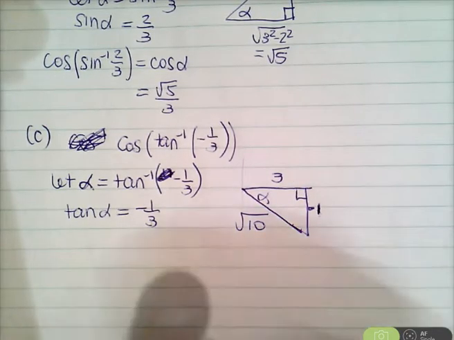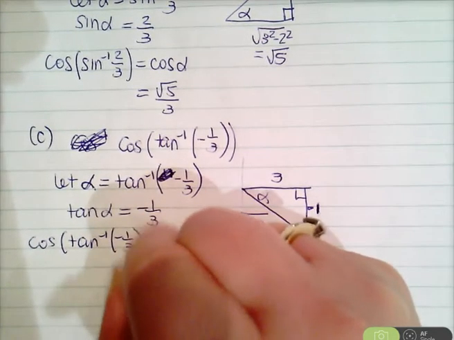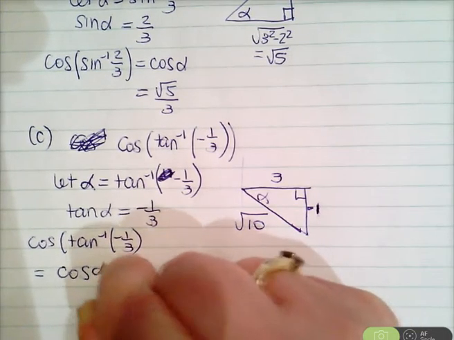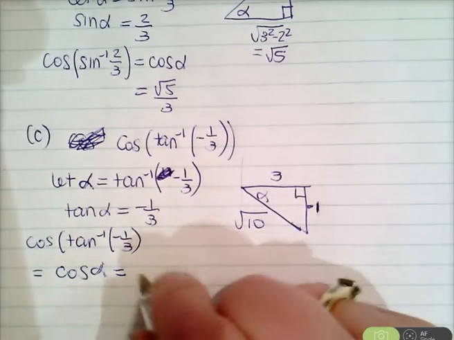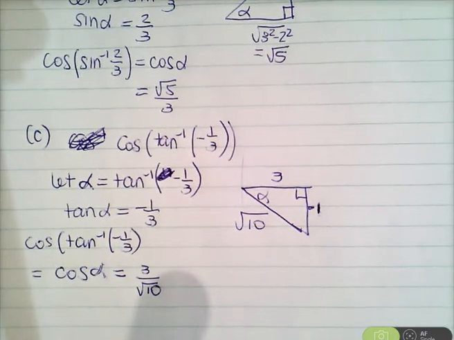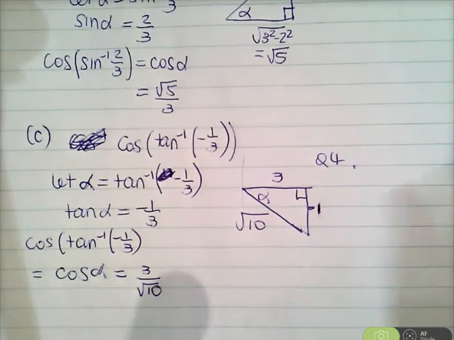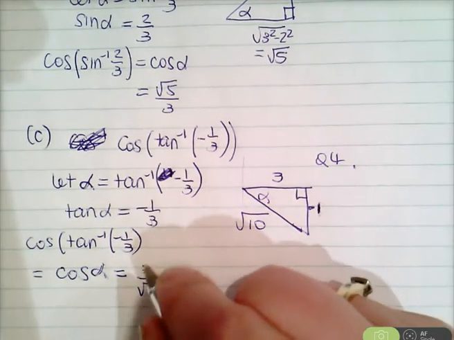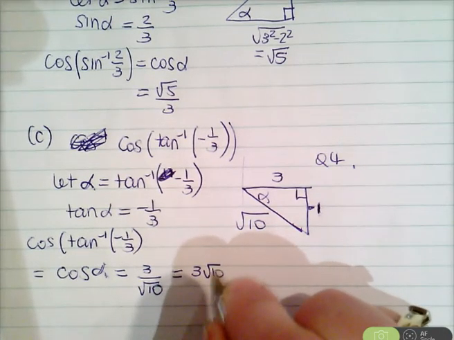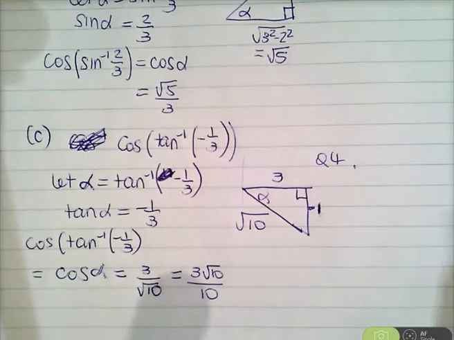Okay, so finding cos of tan to the minus 1 of negative 1/3 is the same as finding the cos of alpha, which is 3 over root 10. This is positive because we know that cos is positive in quadrant 4, and we're in quadrant 4 here. So this is 3 over root 10, and if you want to rationalize it, it would be 3 root 10 over 10, by multiplying numerator and denominator by root 10 on root 10, okay?